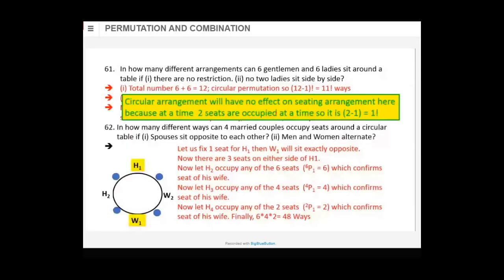2 बार गलती से एट ए टाइम हो गया. Because at a time 2 seats are occupied, so it is 2 minus 1, which is 1 factorial, which is 1, and because it is 1, it is meaningless.